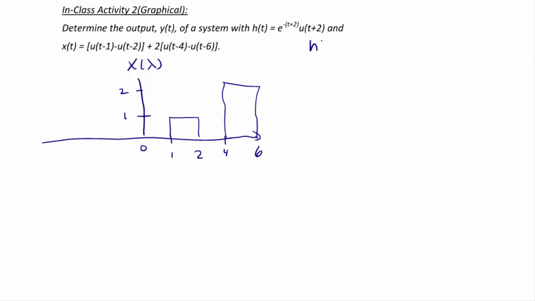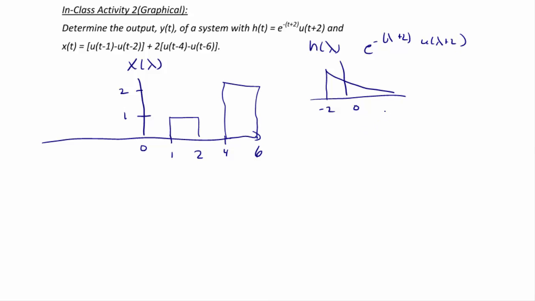H of lambda is an exponentially decaying function that turns on at negative 2. So this would be e to the negative lambda plus 2, u of lambda plus 2.